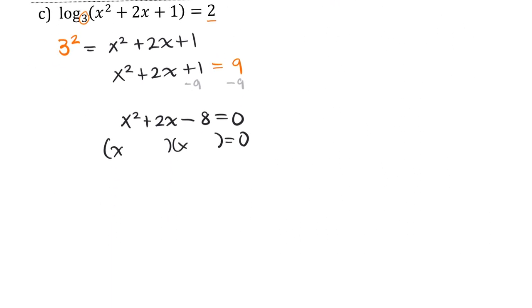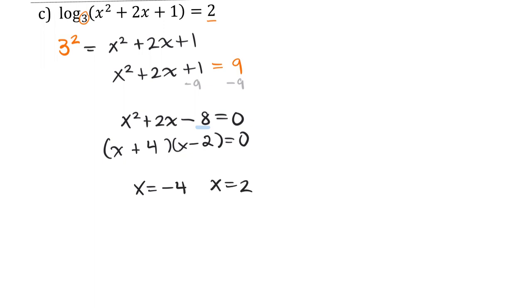Okay, to factor, let me look at the last term. What do I times to get 8? 4 times 2. One of them has to be positive, negative. It has to add up to positive 2, so it must be positive 4 minus 2. So my answers are x equals -4 and x equals 2.